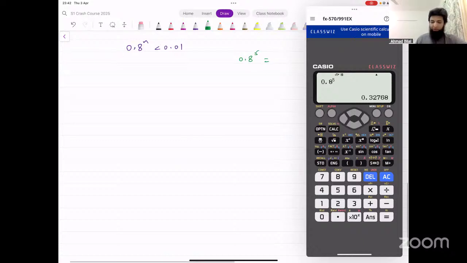Okay, that's 0.32. Is that less than 0.01? No, that's not less than 0.01. Let's try a bigger number. So 5 is not working. Let's try a bigger number.